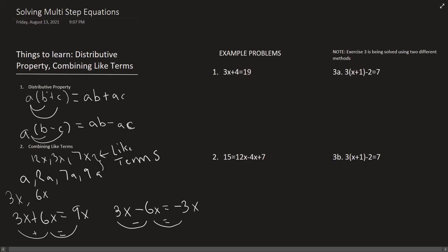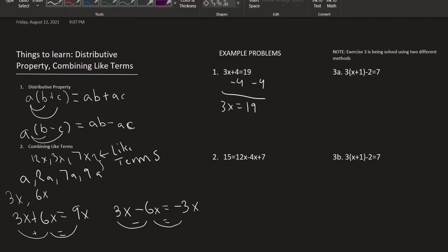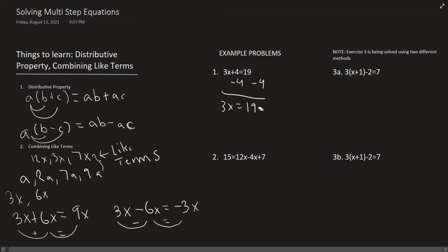So now let's go on to the example problems. For this first one, we're going to use the properties of equality. So first of all, we want to use subtraction to undo the addition based on what we learned in the last video. So if we do minus 4 on both sides, that would simplify to 3x is equal to 19 minus 4. Since 4 minus 4 is 0, which cancels out, and then 19 minus 4 would be 15. So actually, 3x is equal to 15. Not the answer, but the simplified version.